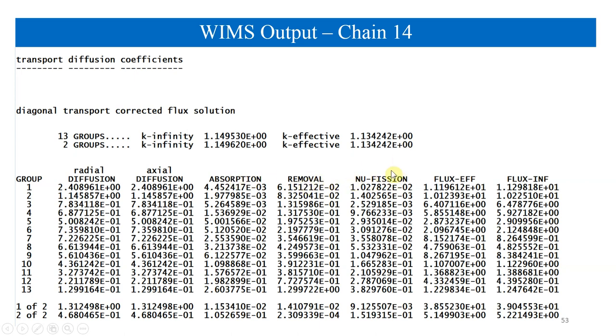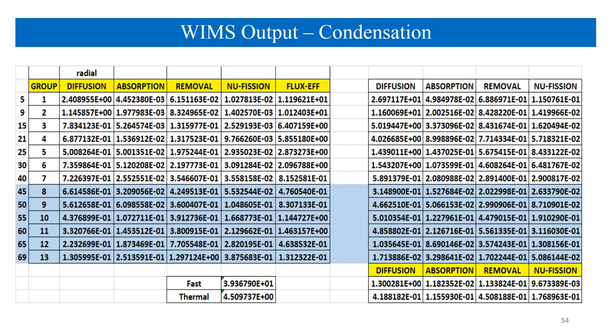And they have nu sigma fission and the effective flux and the infinite flux, and K effective and K infinity. This is for the first burnup. These values will change also in the second burnup step. So I have the group constants for 13 groups. I can use them directly in COMSOL calculations using the same group boundaries, which is 13 groups, but it will take time. So we can condense these groups into two or three or four groups as we want.